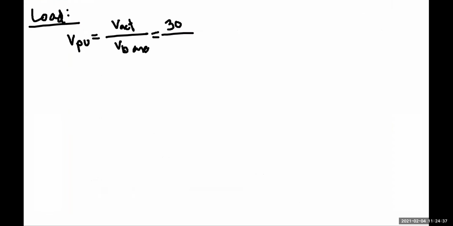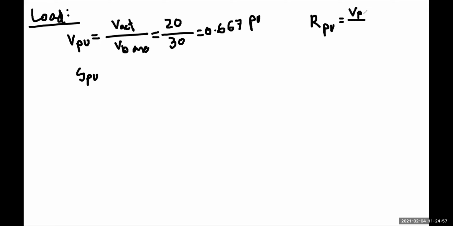So 20 divided by base. Base is how much? 30. So how much is this? 0.66. Okay. Now the SPU, because the formula is like this. The RPU formula is this, right? VPU square by SPU. First step. This is the formula.